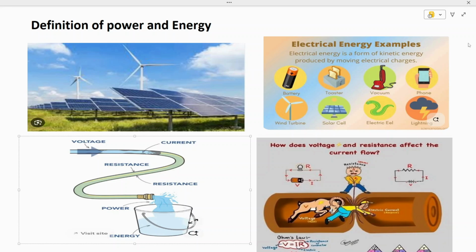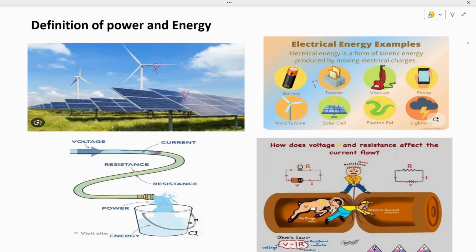Today we are going to understand the definition of power and energy. Here you can see in this diagram, the power that we generate from the solar plant is called power. The power that we generate from wind plants is also called power. But there are some components which consume this power, such as a toaster.